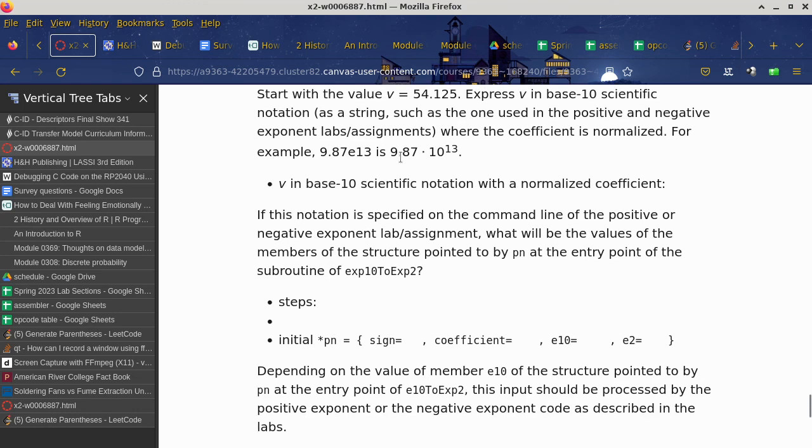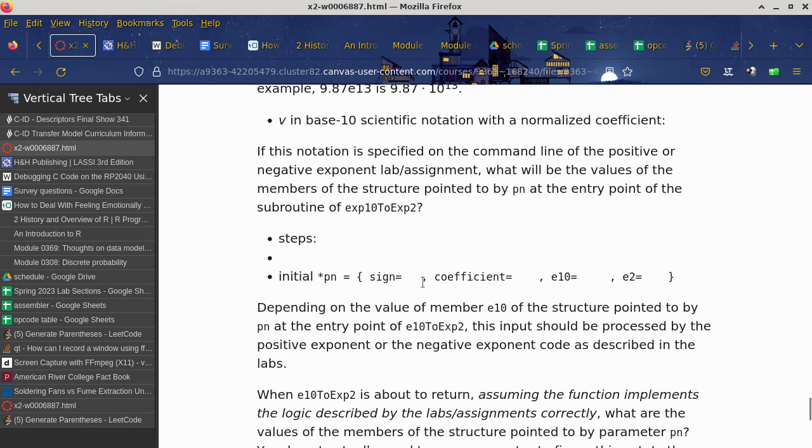If this notation is specified on the command line of the positive or negative exponent lab assignment, what will be the values of the members of the structure pointed to by Pn at the entry point of the subroutine of exp10 to exp2? So at the very entry point of the subroutine that you were supposed to write, and it's not supposed to be exp10, it's supposed to be E10, but that's just a minor thing. So the question is, what is the sign? Sign is 0 because the value is not negative.